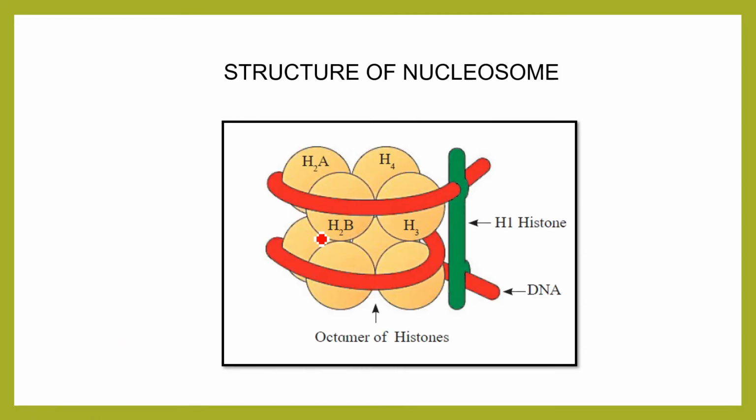Now, this packing of DNA takes place around a structure called the nucleosome. This is the octamer, H2A, H2B, H3 and H4, that is 4 ahead and 4 at the back. And this H1 is the linker protein. Always remember, H1 is the linker protein.